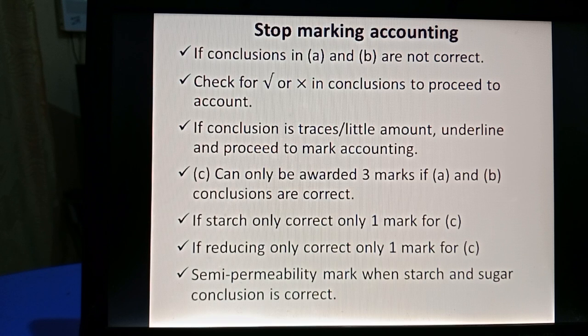C can only be awarded 3 marks if A and B conclusions are correct. If starch only correct, only 1 mark for C. If reducing only correct, only 1 mark for C. The semi-permeability mark is given when the starch and sugar conclusions are correct.